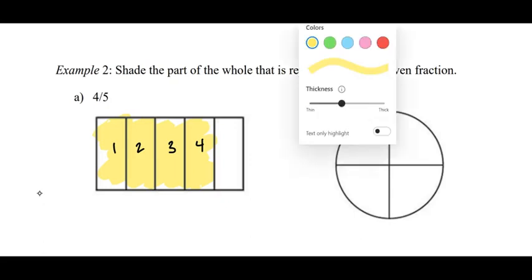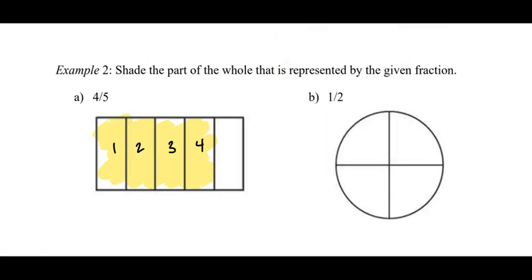Okay, and on the next one, we only need to use half of the circle, so we would shade half of the circle, even though the circle is broken into 4 parts. So 2 out of 4, or 1/2, is going to be our fraction. All right.